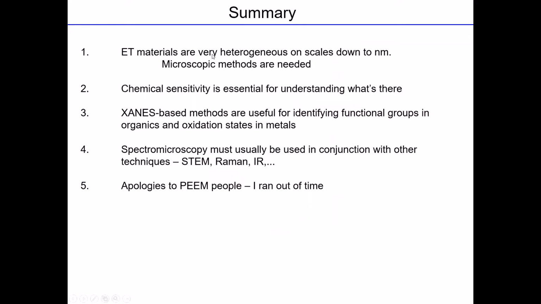So summarizing, these materials are very, very heterogeneous on scales down to nanometers. So you really need microscopic methods. You need the chemical sensitivity. The XANES-based methods are useful for identifying the functional groups and the oxidation states. You usually have to do other techniques: STEM, Raman, infrared, and on and on.